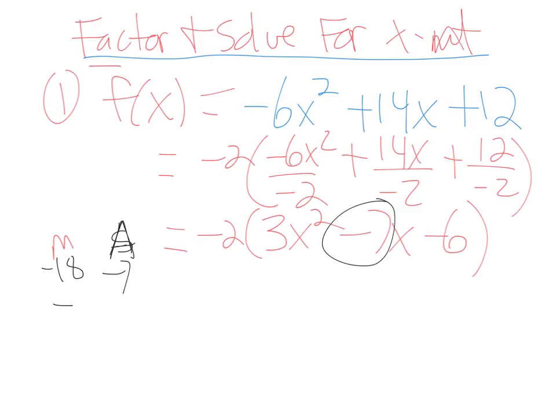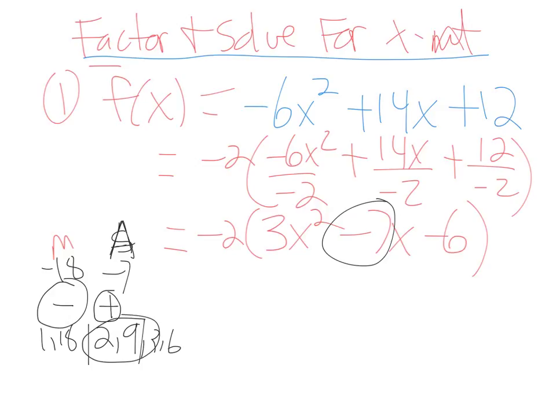So since it multiplies to a negative, one's positive. But since it adds to a negative, the negative has to be bigger and the positive smaller. So numbers that multiply to 18 are 1 and 18, 2 and 9, 3 and 6. So which of those numbers work? Well, I'm pretty sure 2 and 9, if you add them and the large one is negative, that's going to add up to negative 7. Okay, so those are your two factors.